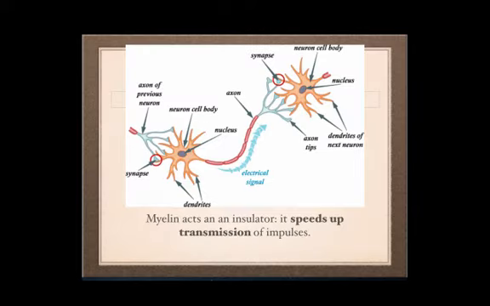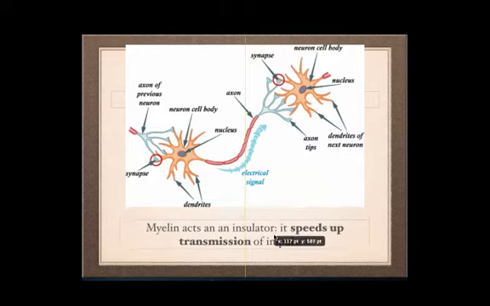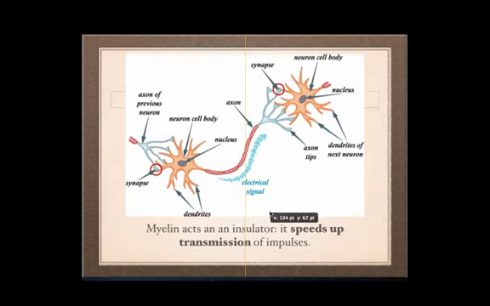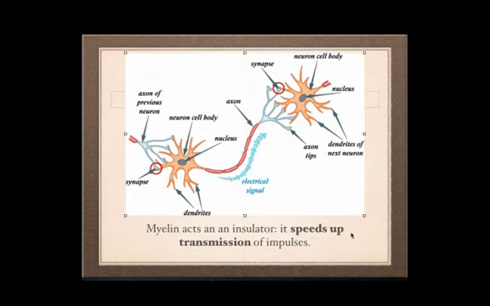So the function of myelin, we've seen myelin sheaths coating the axons, and you've probably read that myelin acts as an insulator. What that means is not that it really necessarily protects the axon or keeps it warm, but just that it helps to speed up the transmission of impulses.